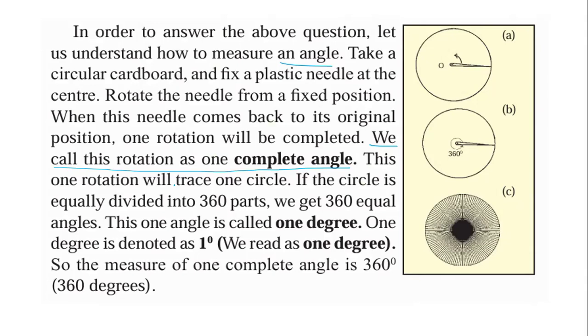This one rotation will trace one circle. If the circle is equally divided into 360 parts, we get 360 equal angles. This one angle is called 1 degree. 1 degree is denoted by this symbol. We read it as 1 degree. So the measure of one complete angle is 360 degrees.